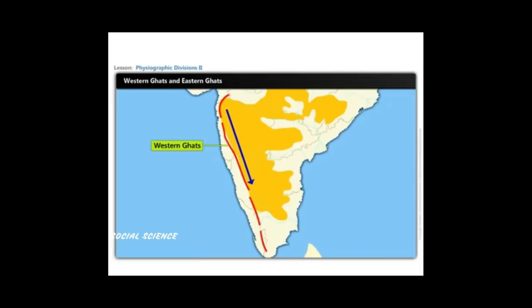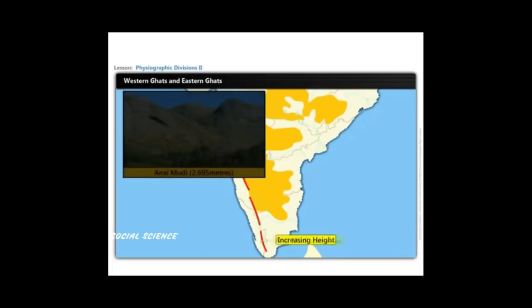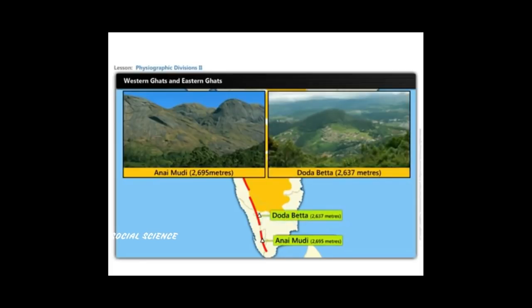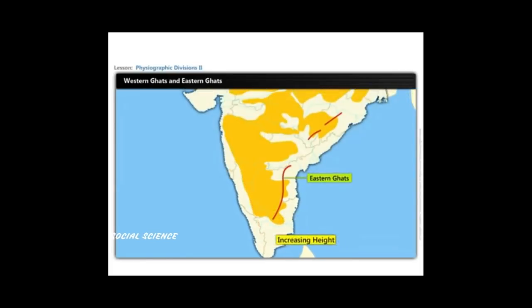The height of the Western Ghats progressively increases from north to south. The highest peaks of Western Ghats include the Anai Mudi, 2695 meters, and the Doddabetta, 2637 meters. The Eastern Ghats stretch from the Mahanadi Valley to the Nilgiris in the south.